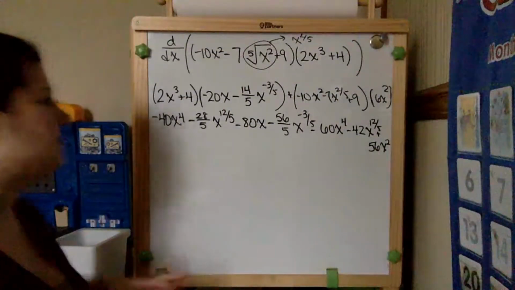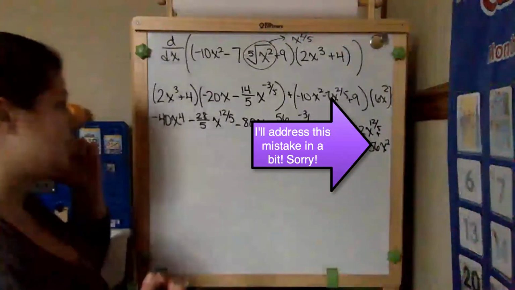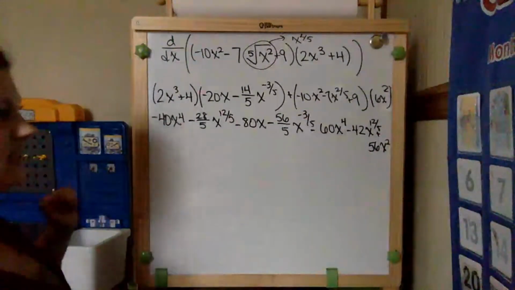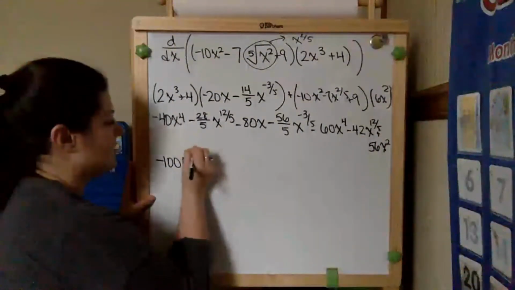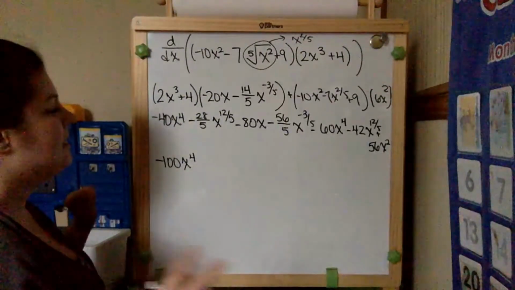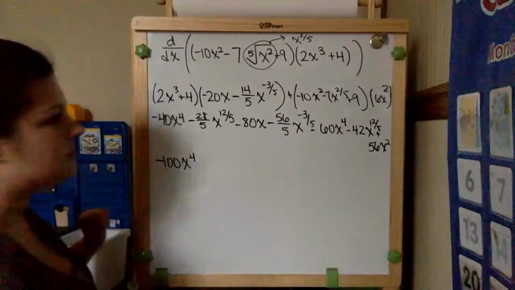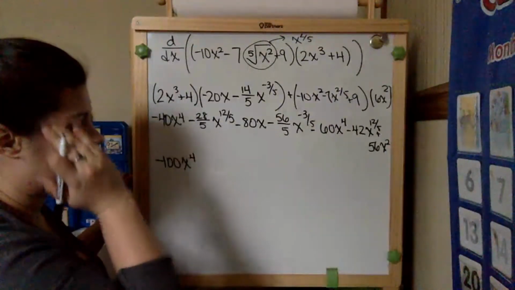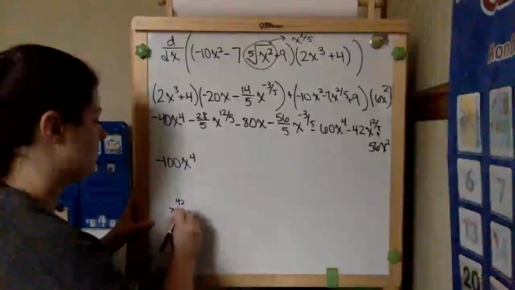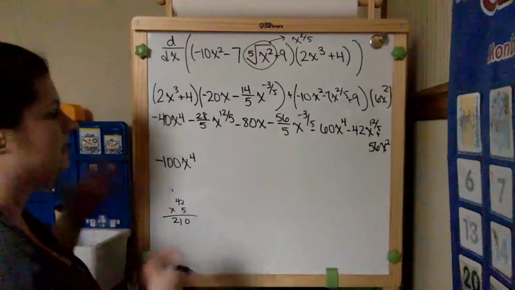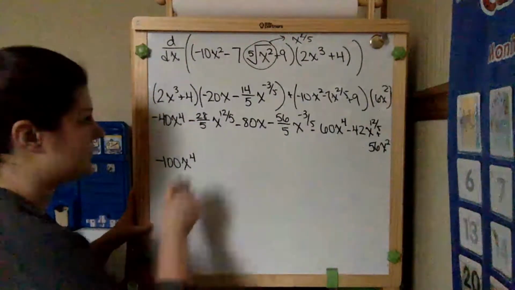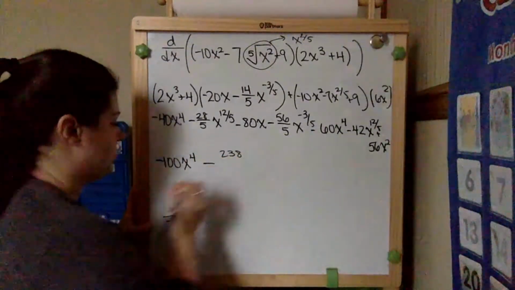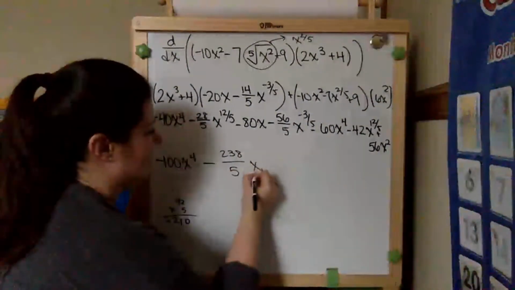Combining all our like terms that we have. So again, going in descending order, my highest exponent here is going to be the 4. So I have negative 40x to the 4th and a negative 60x to the 4th, negative 100x to the 4th. Those are taken care of. Now I have this negative 28/5 x to the 12/5 and a negative 42x to the 12/5. So 42 is going to be what in fifths? 210. So I have a negative 210/5 minus 28/5. That's going to give me a negative 238/5 x to the 12/5.